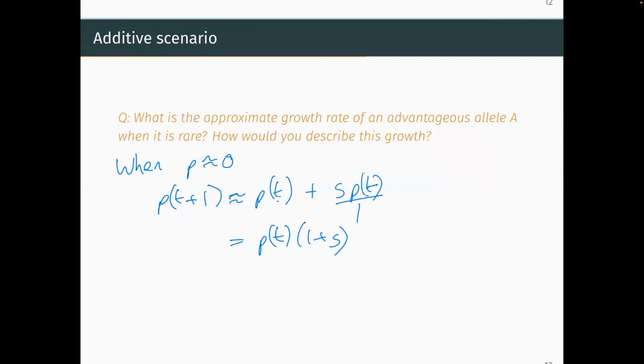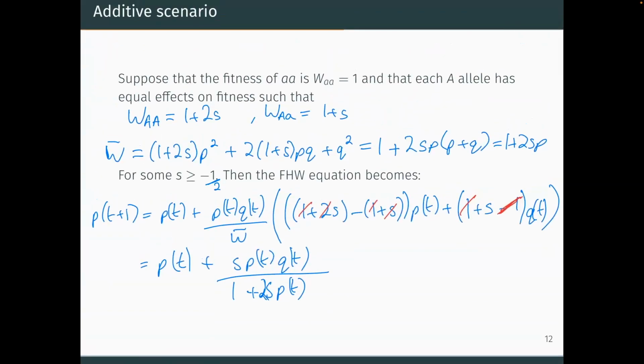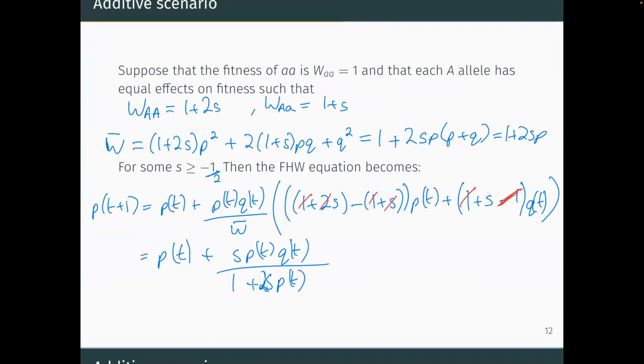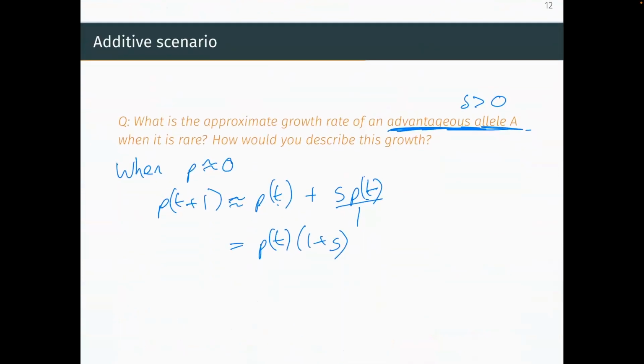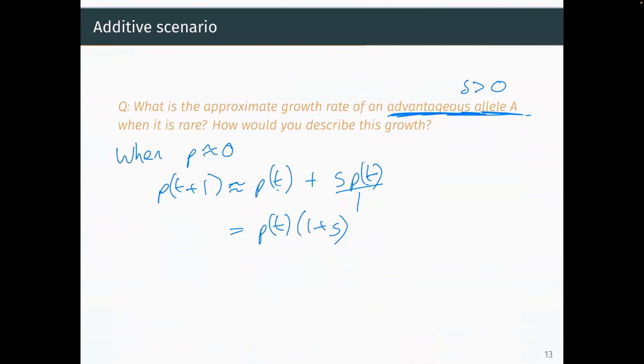All of these approximations, just remember, only apply when our big A allele is rare. As soon as it starts increasing in frequency, this is going to differ. I said above that we're assuming that s is greater than or equal to -0.5. In this scenario, this is an advantageous allele A, so s is positive. The general form above was for any realistic s. Here we're just looking at an advantageous one. Obviously, if it's disadvantageous and rare, it's just going to be selected out of the population, so it's not very interesting.